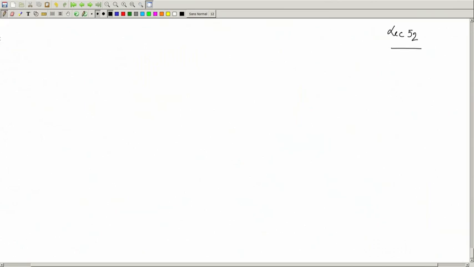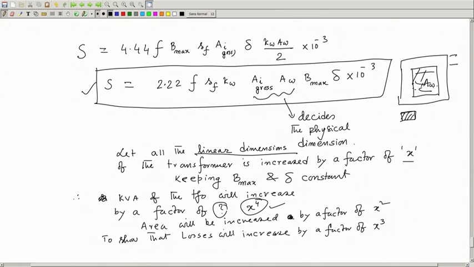Welcome to Electrical Machine 1 course, and we have been discussing some general topics of transformer, like what is its output equation, and what are the implications of increasing the physical dimensions of the machines.